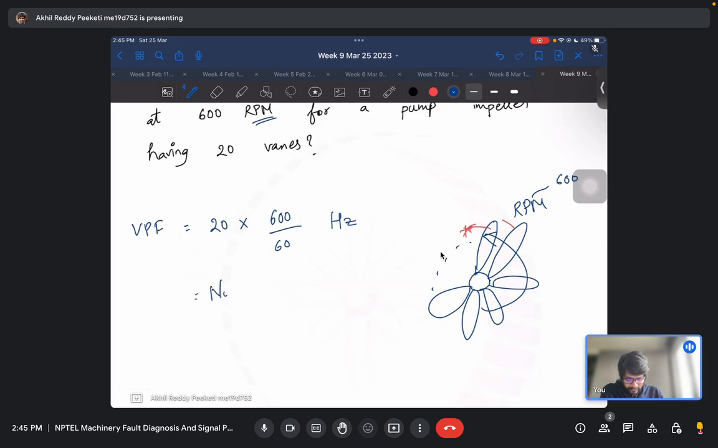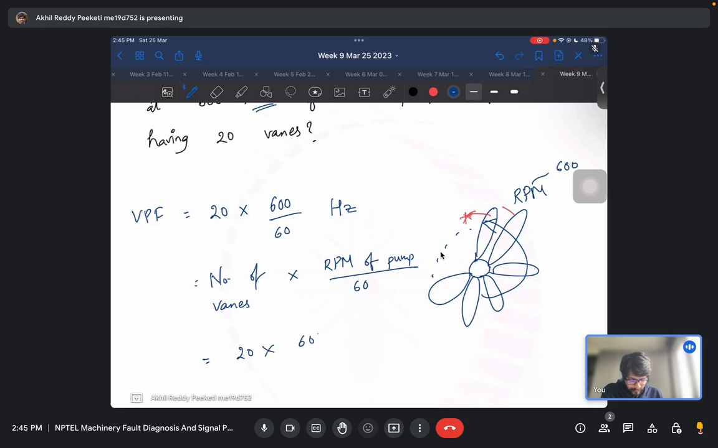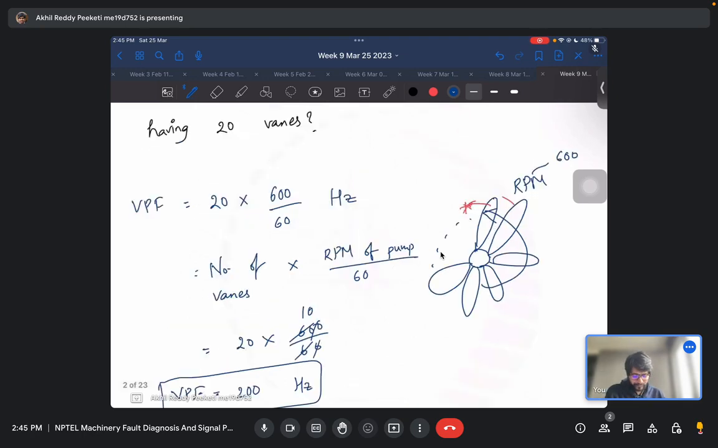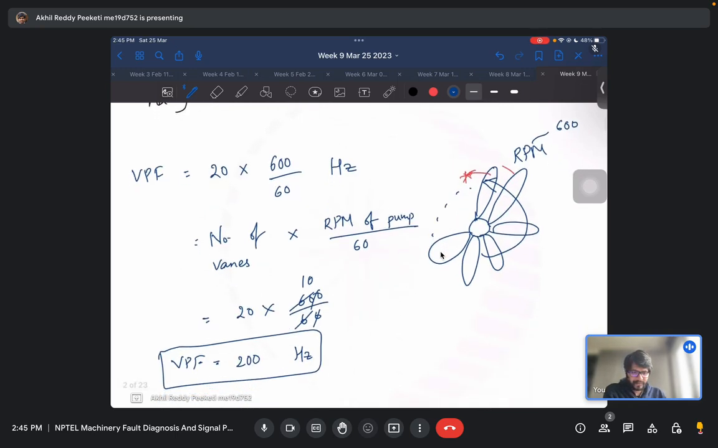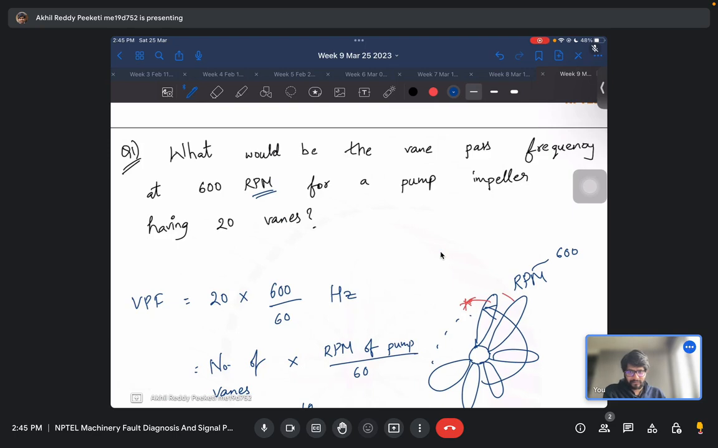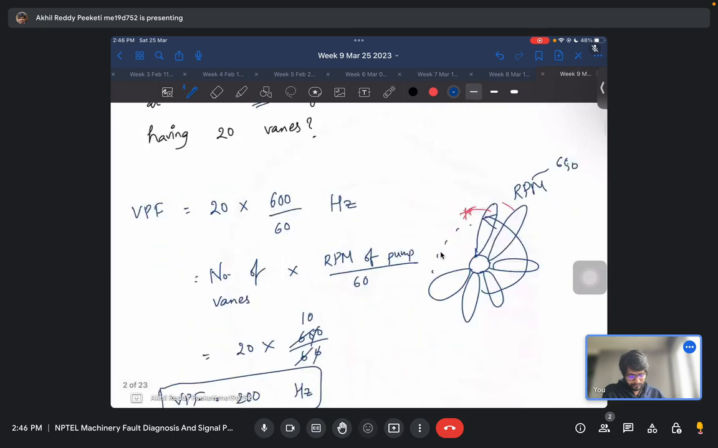So it's basically number of vanes into rpm of pump by 60. So this is 20 into 600 by 60, 200 hertz. So the vane pass frequency you can estimate by just number of vanes into the rpm, and rpm is in minutes, so you need to convert that to seconds, so by 60. This way you can estimate the vane pass frequency, which is called Vp.